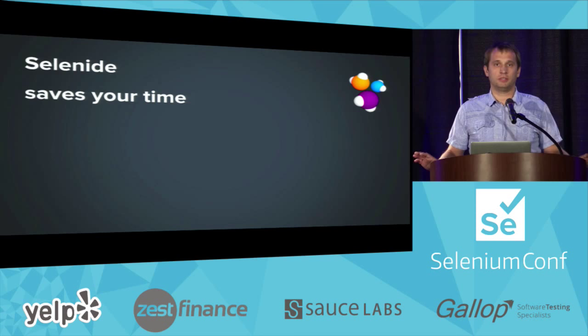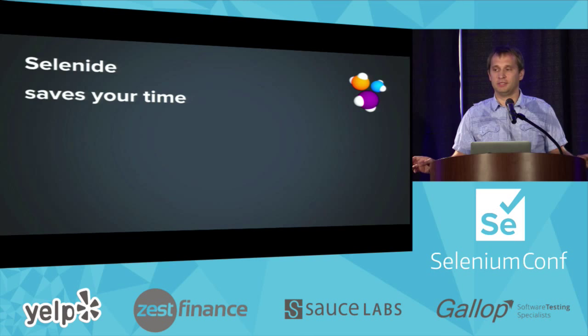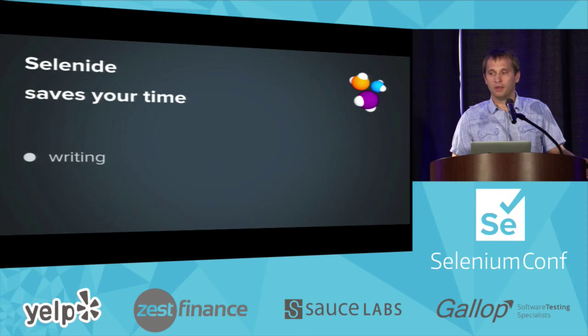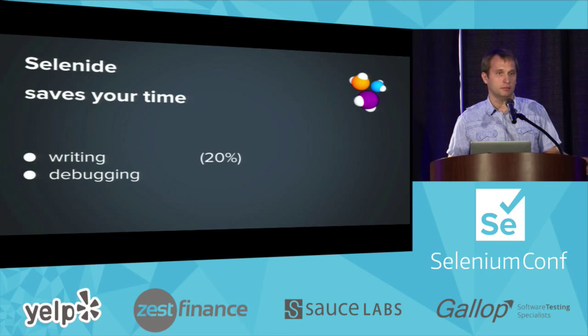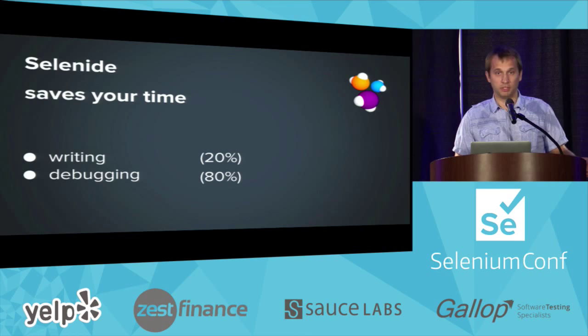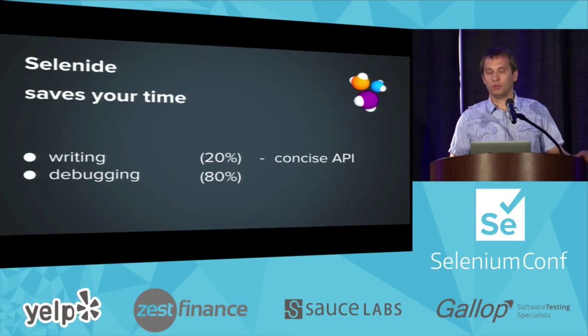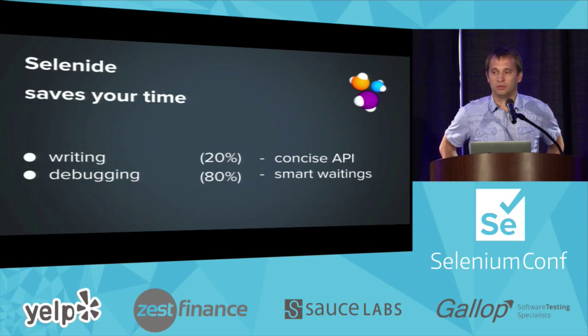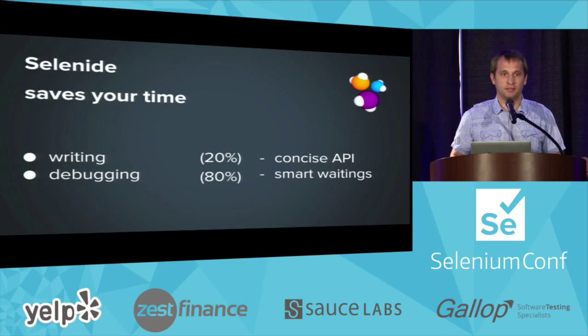What is good about Selenide? It's not just syntax sugar, as many of you probably think. Actually, Selenide is created to save your time. I believe that time is actually divided like this. You spend about 20% of your time writing code or writing tests, I guess, and about 80% on debugging, reading code, and finding errors. Thanks to the concise API, Selenide allows you to spend less time writing, and it also allows you to spend less time debugging thanks to smart waitings. I will show what it means.